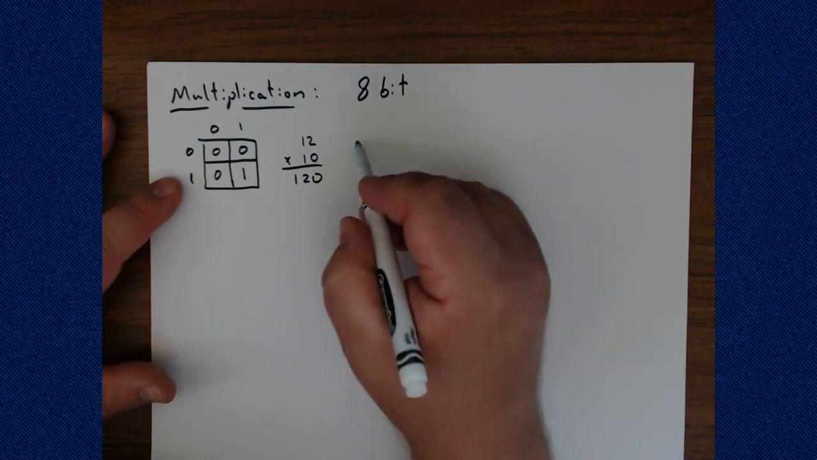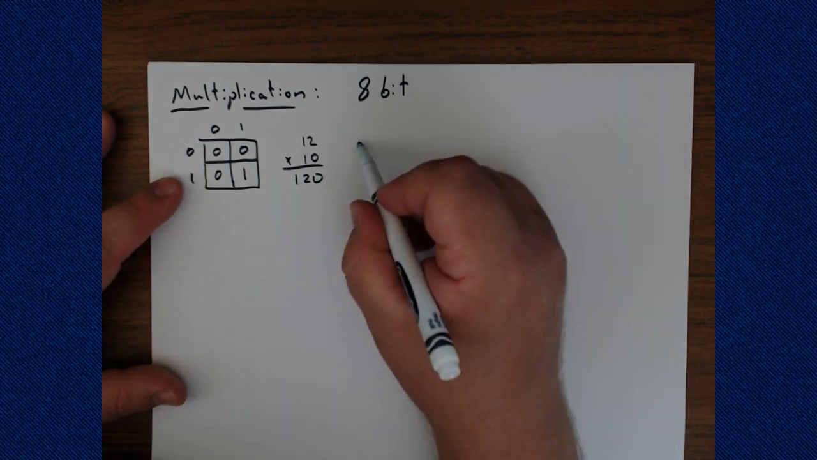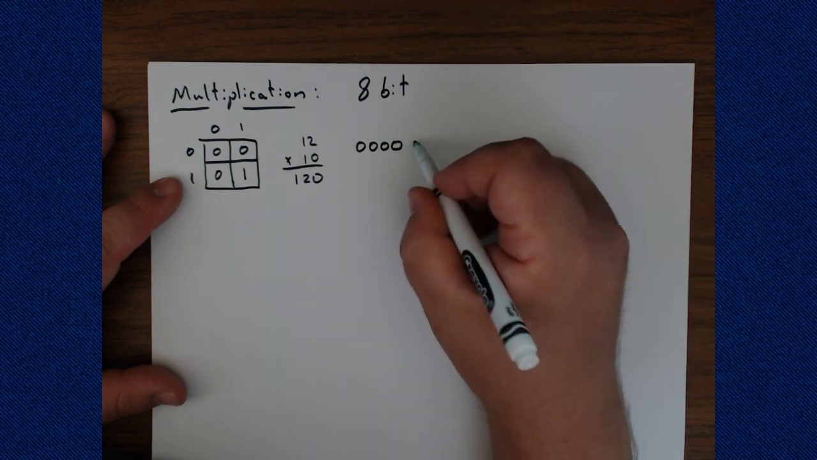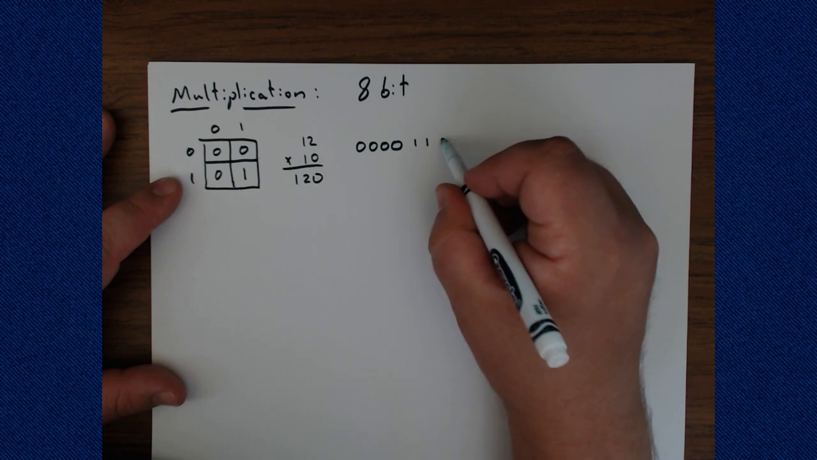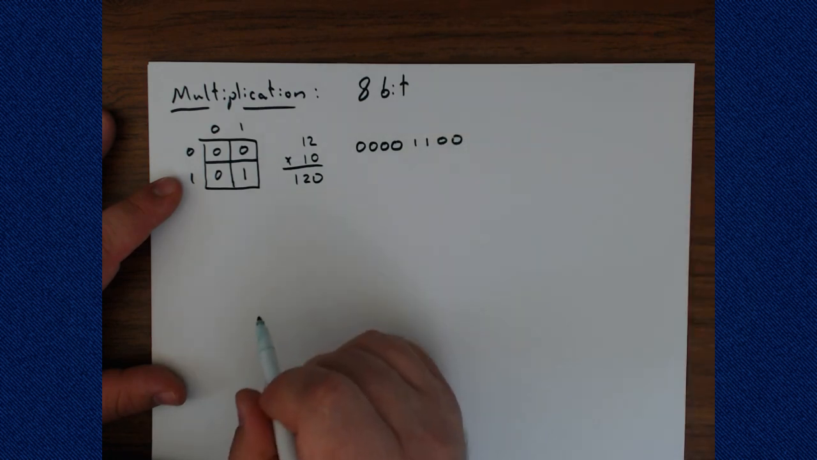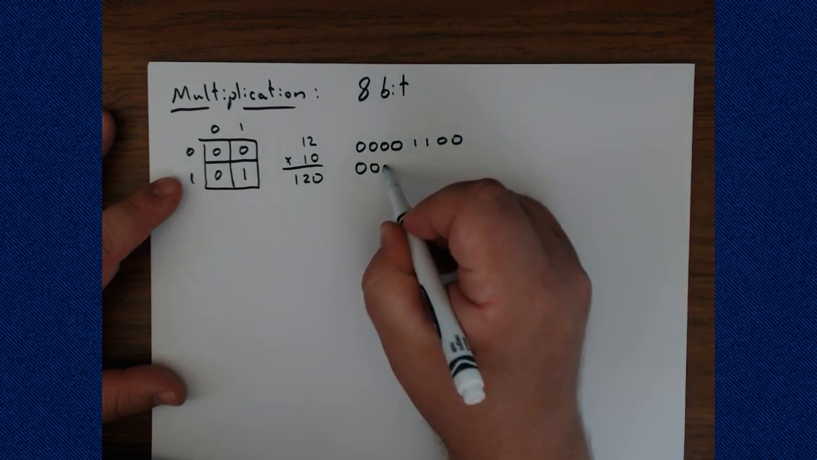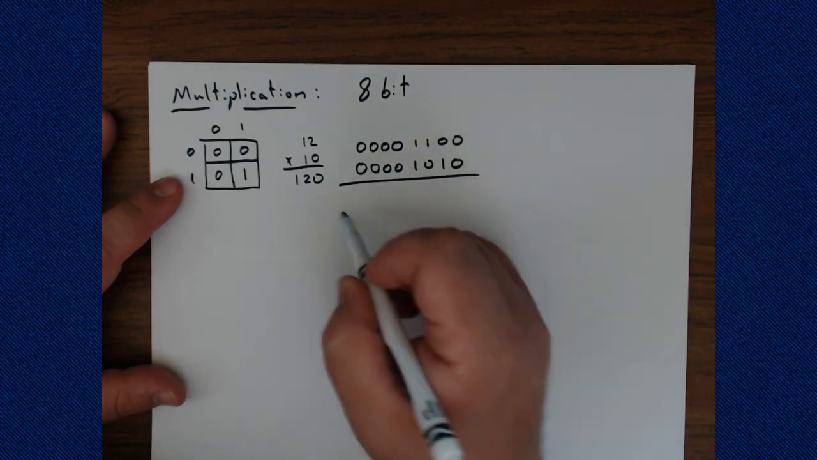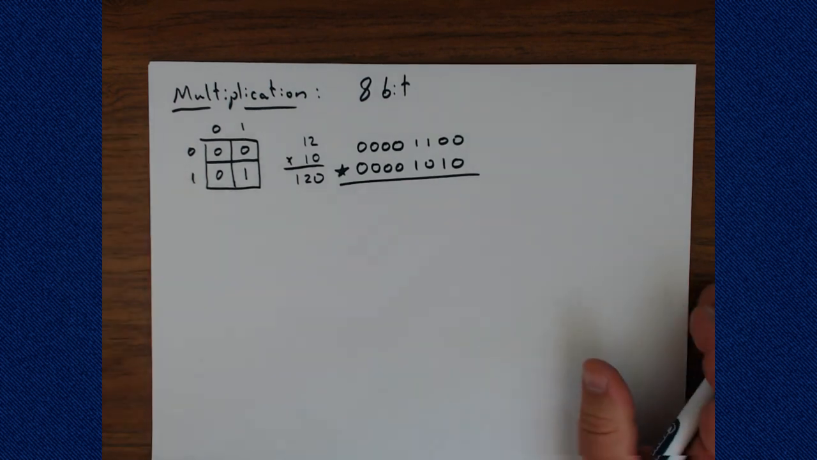Let's get the bit patterns for this in place. For 12 in 8 bits, we've got 1, 2, 3. The high nibble is all empty, and then we'll have 8 and 4, and 2 zeros there. For 10, 0, 0, 0, 0, 8, and 2. All right. Let's do the multiplication.